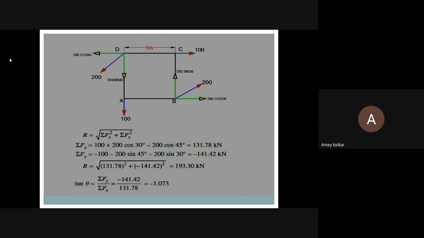So now these parts are very easy. I've started from this point. This is 100. Fy is minus 141.42. Yes, right. Monish, Akshata, you're right. Minus 141.42. Then you have to obtain the resultant and you have to obtain theta.